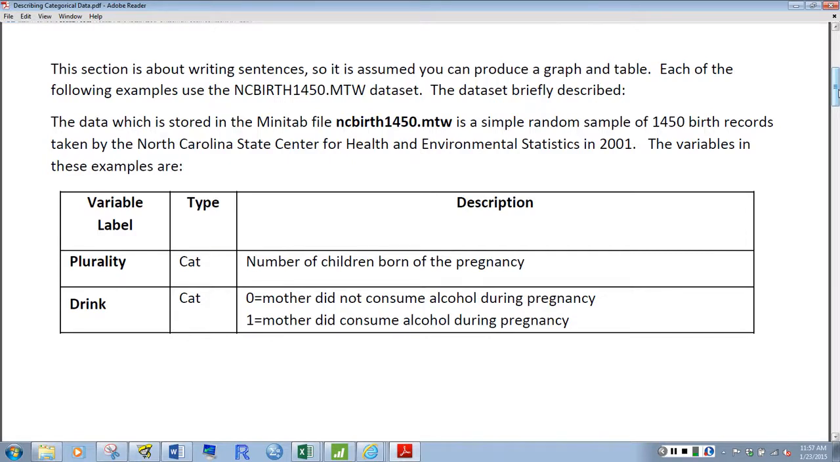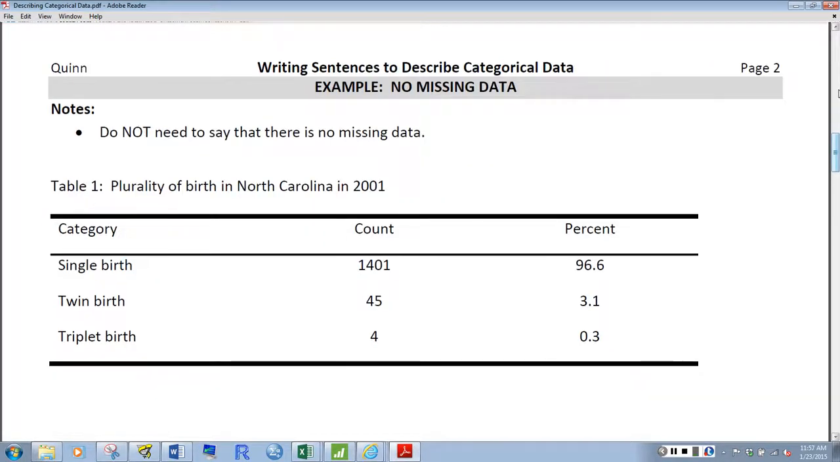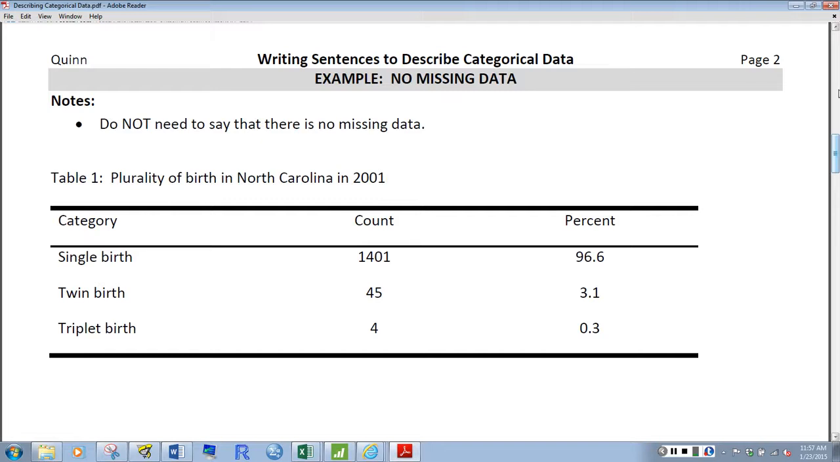You can find this data set if you want to follow along in the Minitab library that's up on Blackboard, the class library on Blackboard. All right, so my first example has to deal with this idea of plurality. I'm going to show you a table that might have been generated. This happens to be an APA style table based on the Minitab data set, and this is an example where there is no missing data.